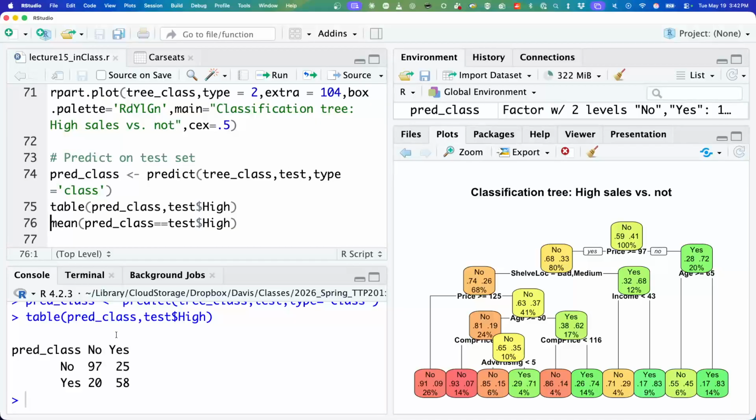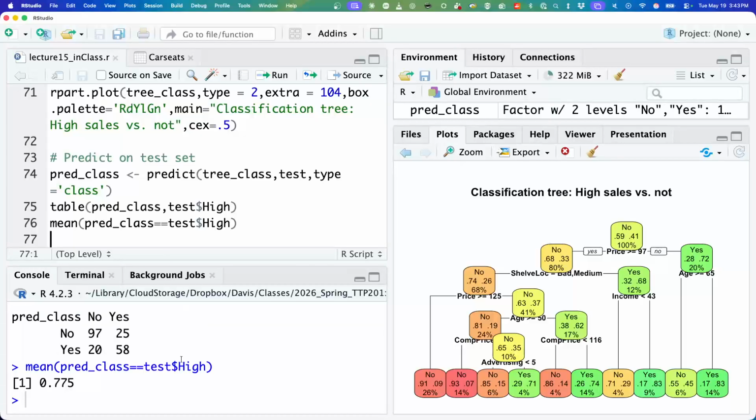Okay, so here's our prediction table. 97 that are no, we said are no. 25 that were no, we predicted as yes, and so on. So if I were to see how well we're predicting, we're getting about 77.5% accuracy.